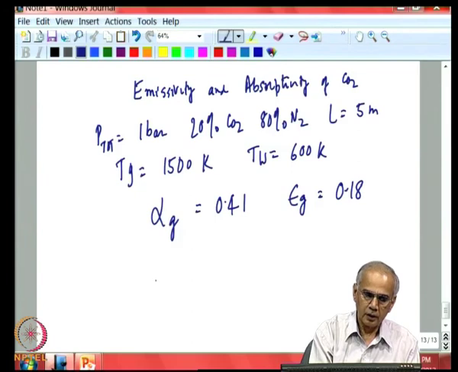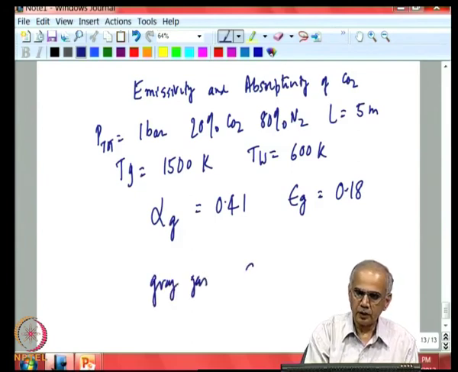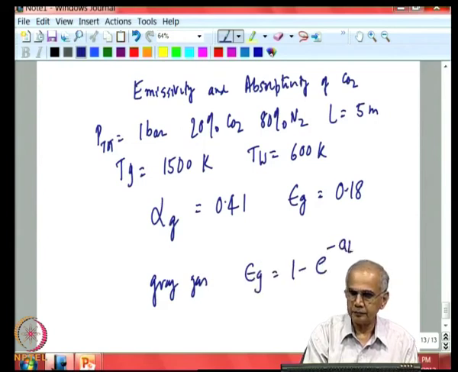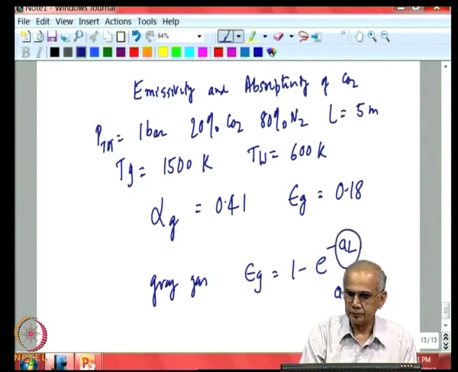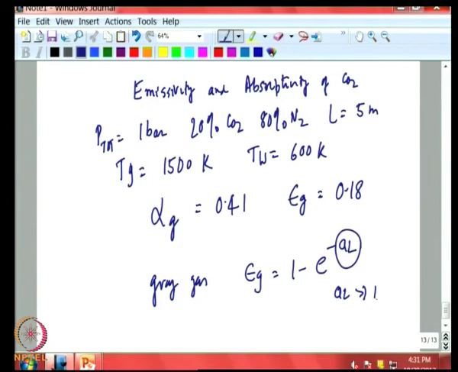For example, if we take a gray gas, the emissivity of a gray gas will be 1 minus e to the power of minus a L. So, in the thick limit, both alpha g and epsilon g will approach 1, but in real gases that does not happen.